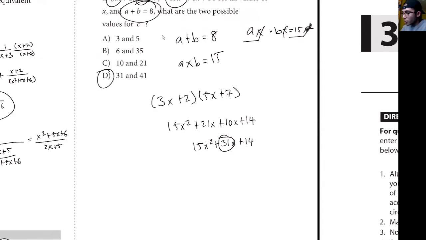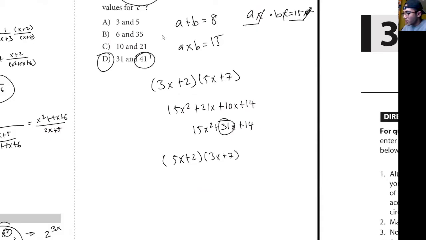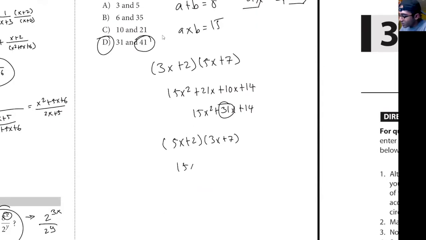And if you reorient it, so I did 3x plus 2, right? Let's do 5x plus 2 times 3x plus 7. You're going to get a different answer here, but it's going to be 41. So we're going to get 15x squared plus 35x plus 6x plus 14. 35x plus 6x is going to be 41x, right? Answer is going to be 41, 31.